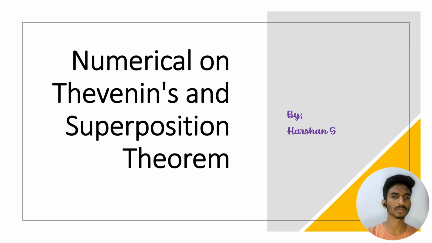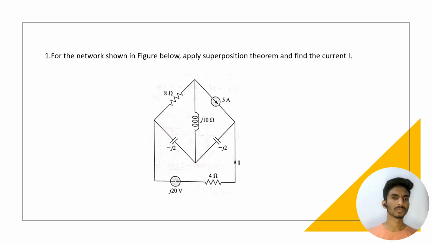Today we are going to discuss numericals on Thevenin's and superposition theorem. The first question is, for the network shown below, apply superposition theorem and find the current I. As you can see in this network, we need to find the I.